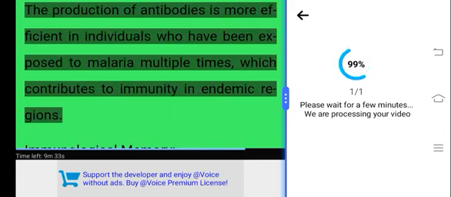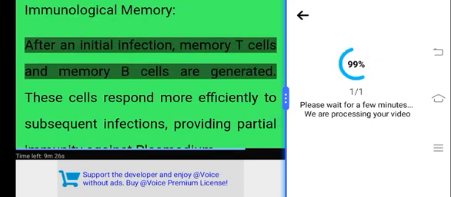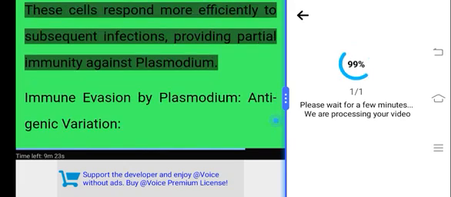The production of antibodies is more efficient in individuals who have been exposed to malaria multiple times, which contributes to immunity in endemic regions. Immunological memory. After an initial infection, memory T cells and memory B cells are generated. These cells respond more efficiently to subsequent infections, providing partial immunity against Plasmodium.